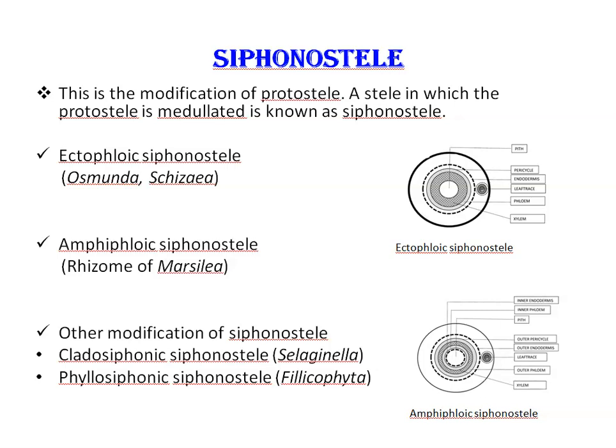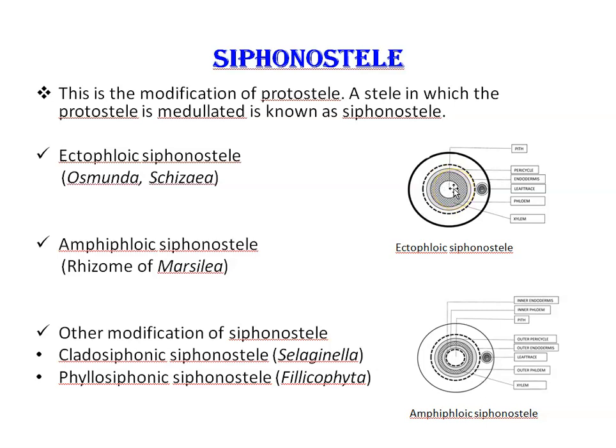Next is siphonostele. Modulated protostele is called siphonostele. You can see here pith. So presence of pith is the characteristic of the Pteropsida division of pteridophytes. This is the modification of protostele. During the development of siphonostele, the central core of xylem is replaced by parenchymatous cells so that a definite pith is formed, which is surrounded by xylem, appearing in the center.